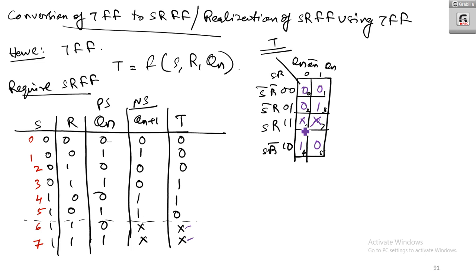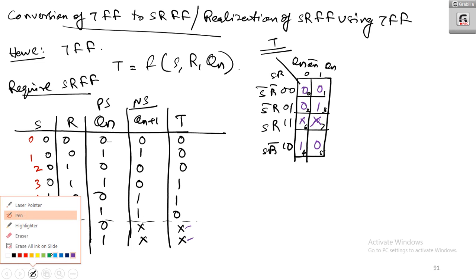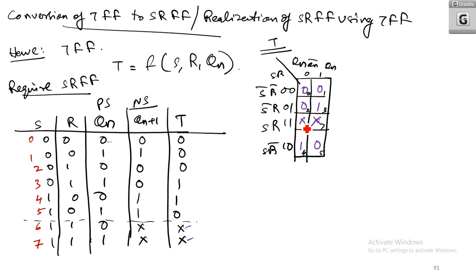Now how will you club? That is the next question. You can club in this pattern. If you club these two, what do you get? You will get S Qn bar. If you club these other two, what do you get? You will get R Qn. Therefore, we get T equal to S Qn bar or R Qn.